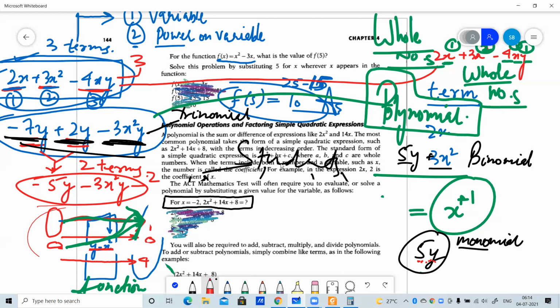Negative 196. So did you plug in for x as -2? Yes. Okay, I'll also do the same thing. 2 times -2 squared plus 14 times -2 plus 8. Did you write the same thing?